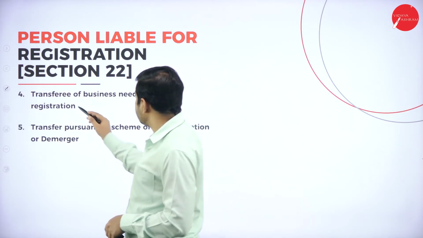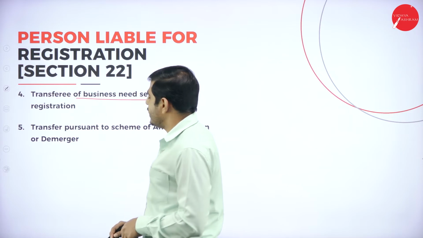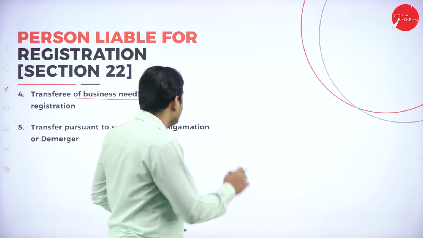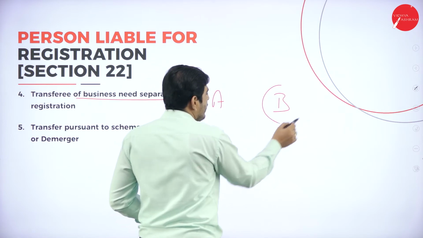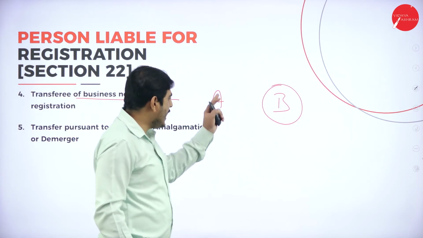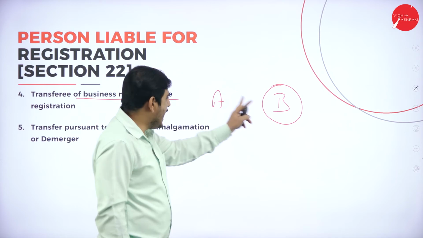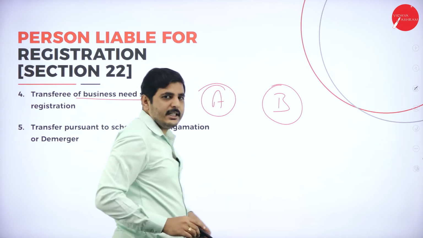Next point, a transferee of business needs separate registration. For example, A and B are there. A has purchased the business from B. So A has to get registered under the GST Act.